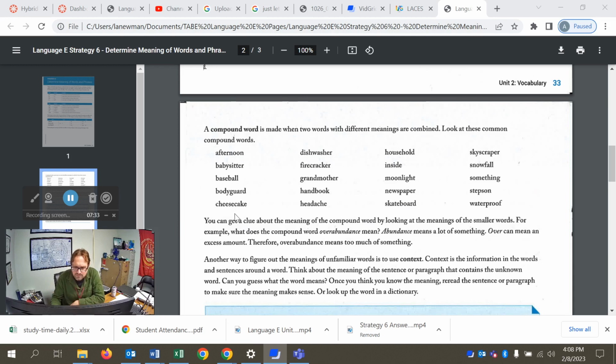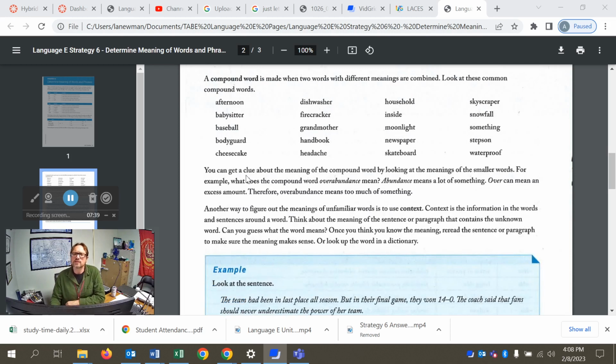And I'll read what they've said about that too, because it may help to see the process itself. You can get a clue about the meaning of the compound word by looking at the meanings of the smaller words. For example, what does the compound word overabundance mean? Well, abundance means a lot of something. Over can mean an excess amount. Therefore, overabundance means too much of something.